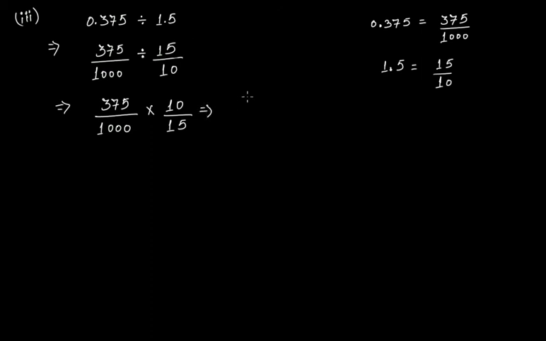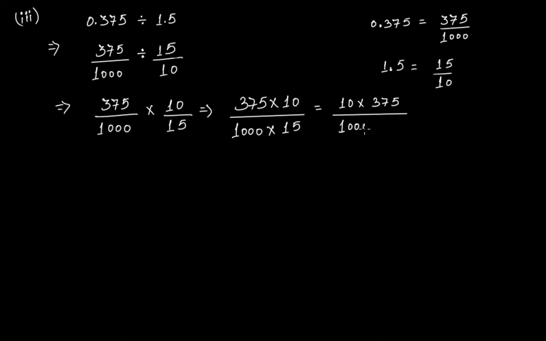So this will become 375 times 10 divided by 1000 times 15. This can be written as 10 over 1000 times 375 divided by 15. The highest common factor of 10 and 1000 is 10. So if you divide the numerator by 10, we'll get 1, and if you divide the denominator by 10, you will get 100.